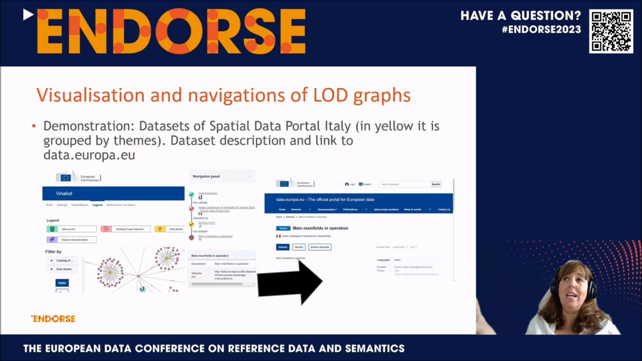If we click on a catalog, the previous page, we can go to the data sets for that catalog. And these data sets are organized by data catalog, for data themes, sorry. In this case, we have clicked on the Spatial Data Portal Italy, Politics is the data theme, and then we go to a data set, and then we can go to the data.europa.eu link. We have a link in the navigation panel, and we can go to the page with that link.